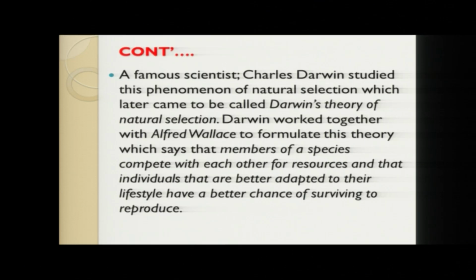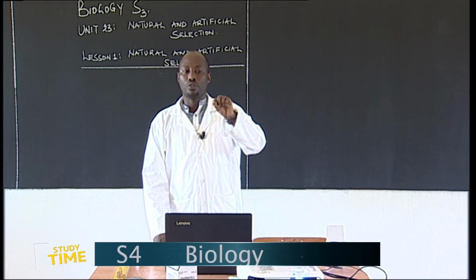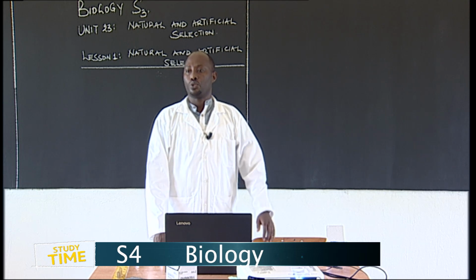Darwin's theory of natural selection. What does Darwin's theory of natural selection talk about? Darwin worked together with Alfred Wallace to formulate the theory, which says that members of species compete with each other for resources, and that individuals that are able to adapt to the lifestyle have a better chance of surviving to reproduce.